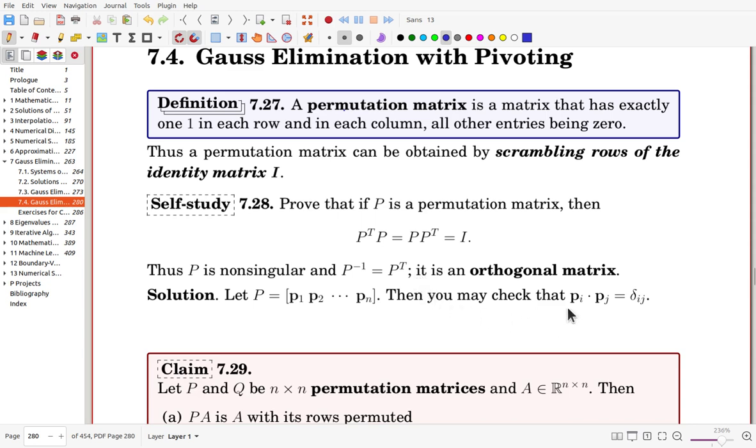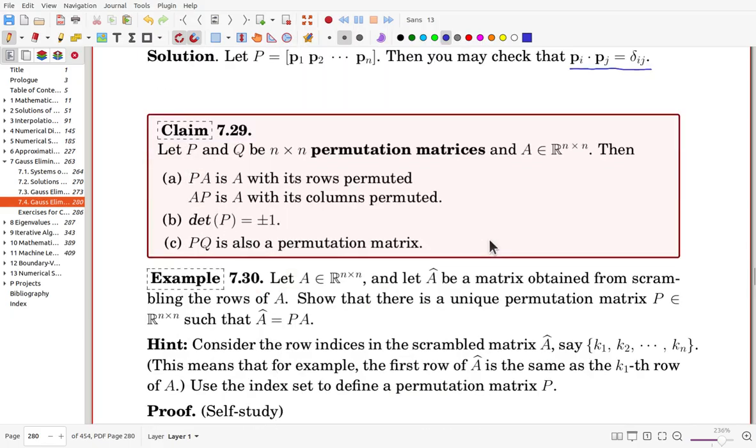For instance, you can check this with two columns Pi and Pj. If you take the dot product, then you can easily see that the value is either 1 or 0. When they are the same, it is 1, and when different, the value is 0. Quite easily you can check that.